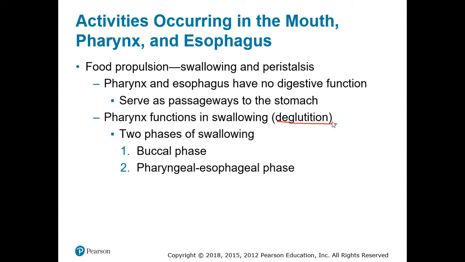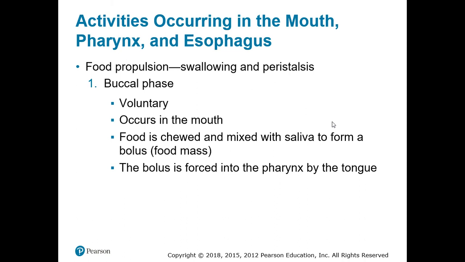Now with swallowing, there are 2 major phases. We have our buccal phase and our pharyngeal esophageal phase. And we're going to talk about each one of these. First, let's talk about our buccal phase. Our buccal phase is named because if you remember when we went over terms, our cheek is known as our buccal region. This is a voluntary phase. So this part of swallowing we get to choose. It occurs in the mouth.